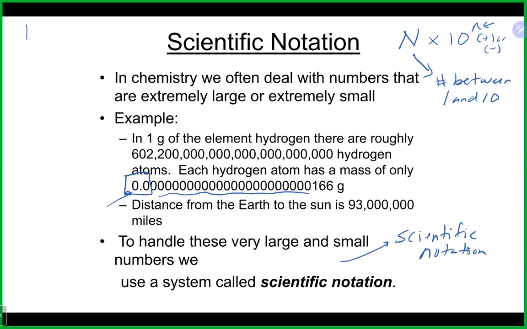So if I had 125 and I wanted to write this in scientific notation, in this particular case, although there is not a decimal point actually written in the number, for scientific notation purposes we assume it's at the end.